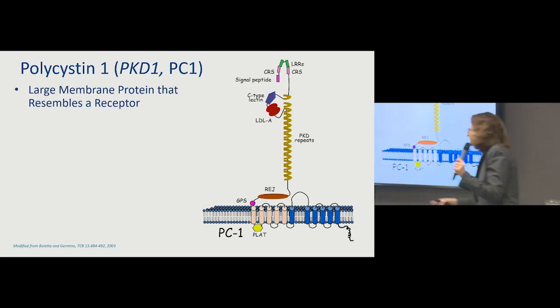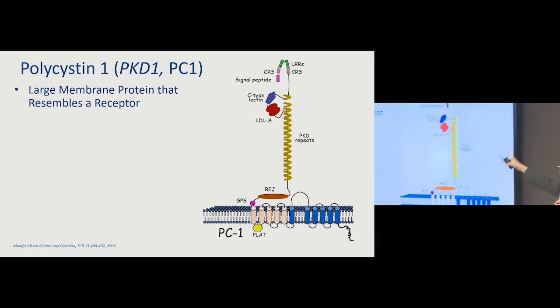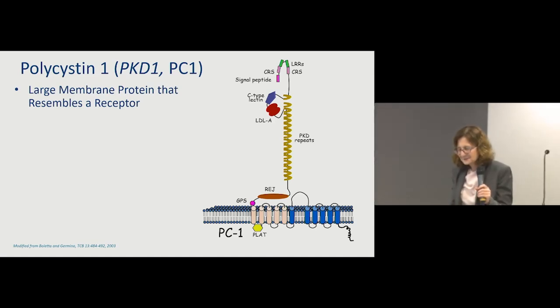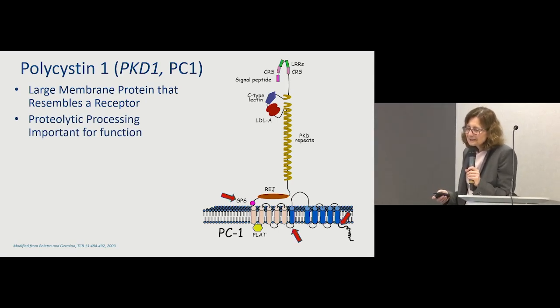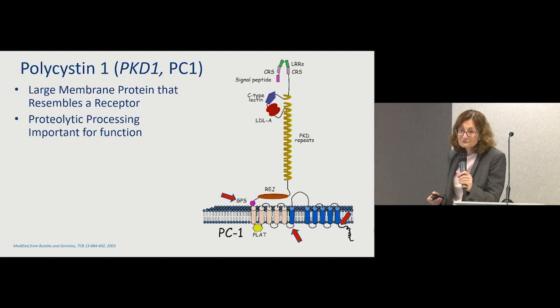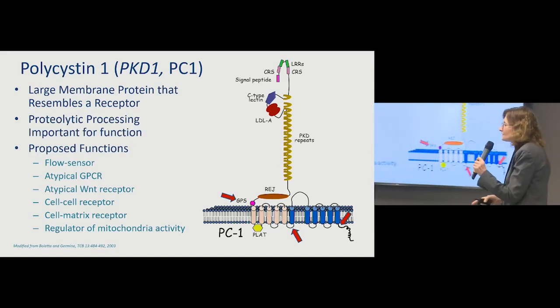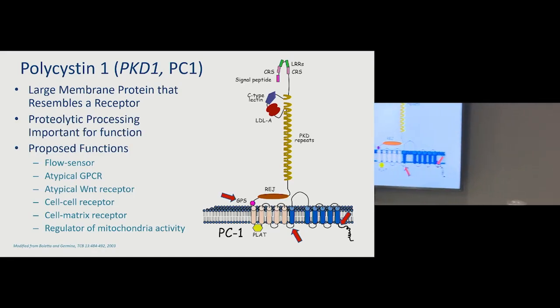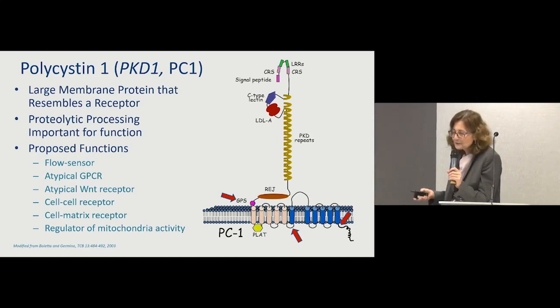Right here, the 11 transmembrane domains. There's a large extracellular portion that sticks outside the cell and a small intracellular portion. As it turns out, and I'm not going to get into this too much, a little bit at the end, proteolytic processing of this big membrane protein turns out to be important for its function. Probably the most well characterized of those is this GPS cleavage site. If you mutate that, you can wind up with kidney cysts. So that process is very important.